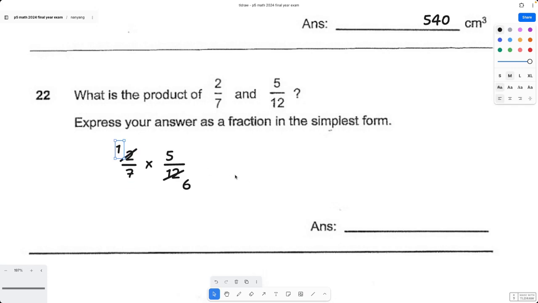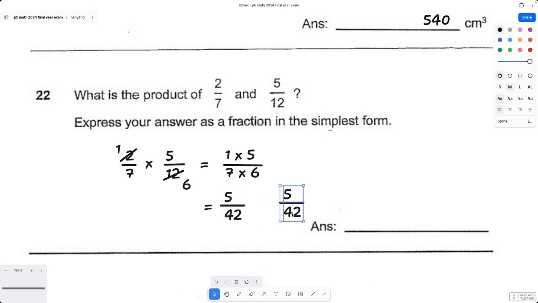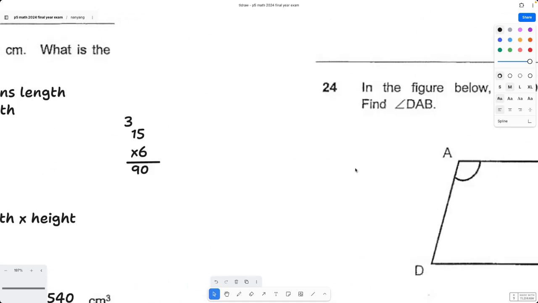From here, this will equal 1 times 5, then 7 times 6, which is 5 over 42. That's it. So the answer to this is 5 over 42. There you go. All right, let's move on to the next question.